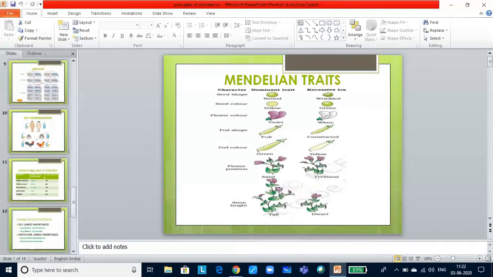In case of stem height, he took a tall plant and a dwarf plant. In case of flower position, plants that had axial flowers and flowers that were present at the terminal position were taken. Pod color green versus yellow, pod shape full or constricted, flower color violet or white, seed color yellow or green, and seed shape round and wrinkled. So whatever you see in the first column were all the dominant traits, and the second column were all the recessive traits.